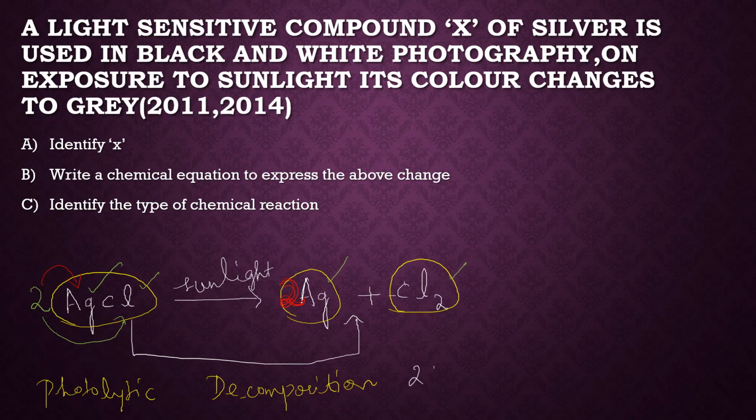Let me write the balanced equation here. Silver chloride. So this is a balanced equation. Now the equation is said to be balanced.